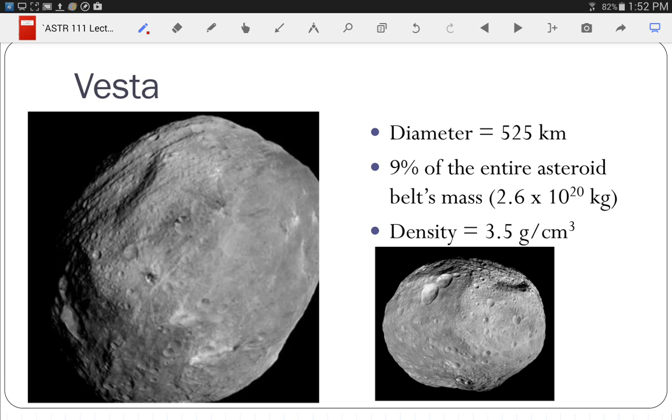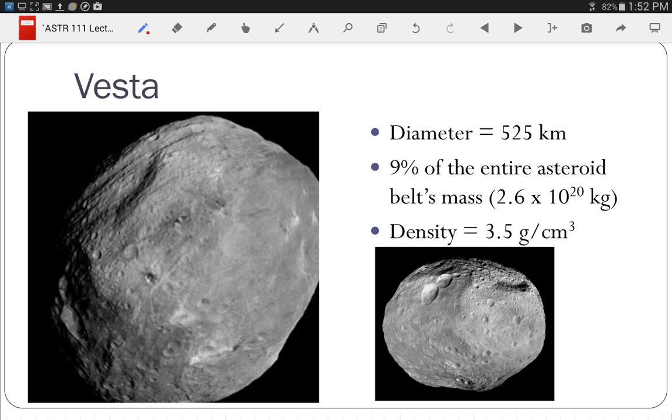So here we see Vesta in all of its glory. And here it's rotating. Now as it's rotating, notice you have these furrows or striations on it. Those are bigger than the Grand Canyon. Now this is a small thing, right? Only 525 kilometers in diameter. But those things are really big gashes.